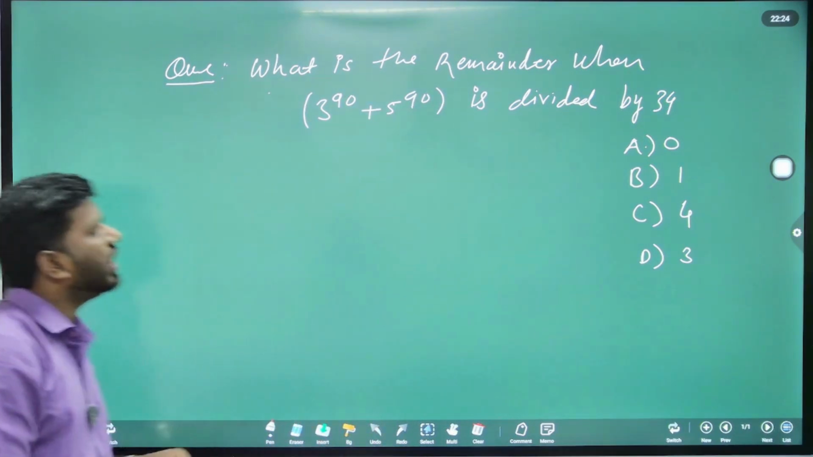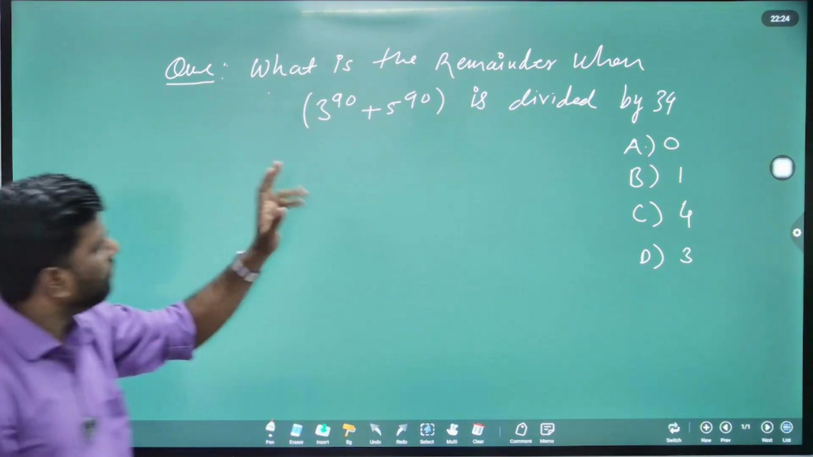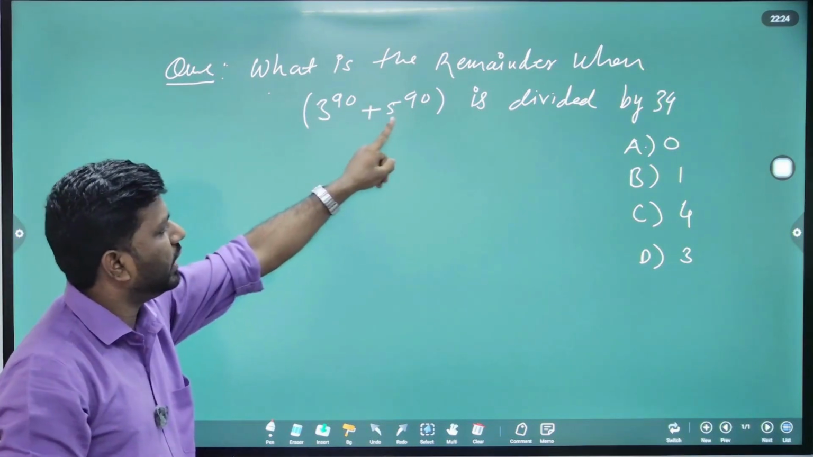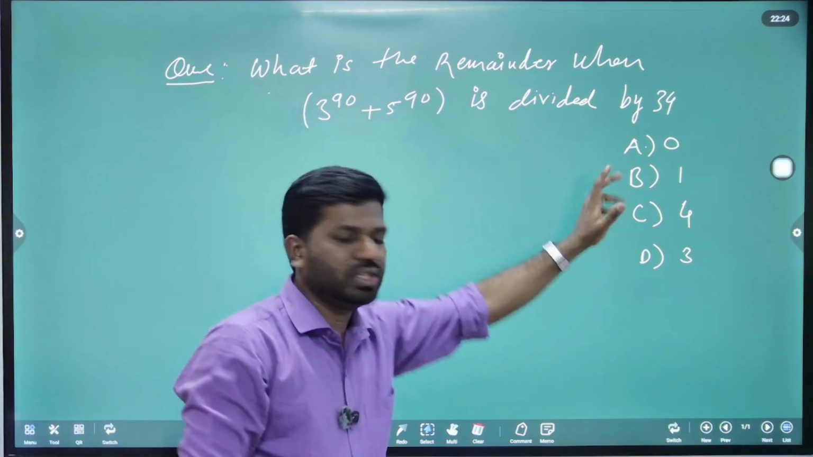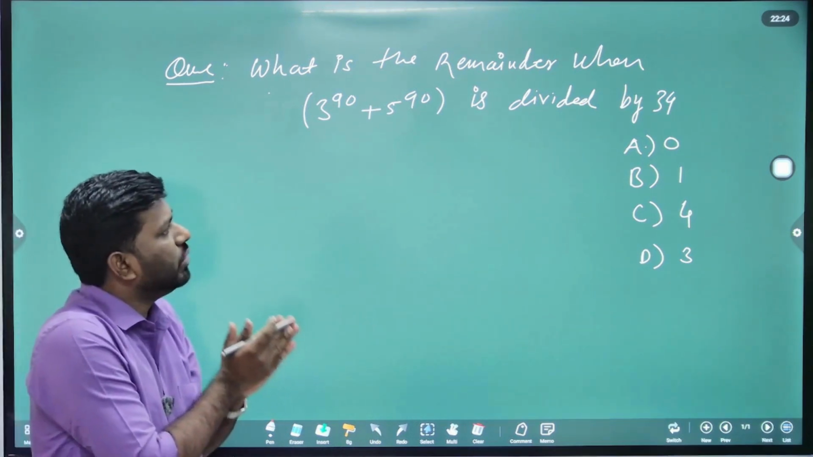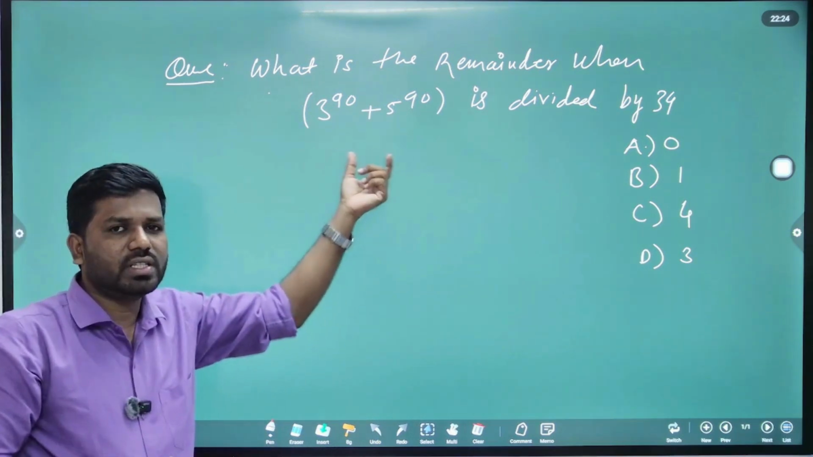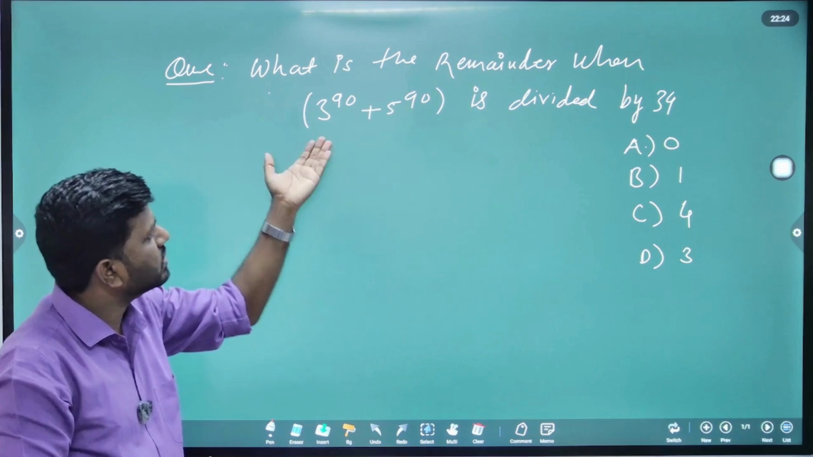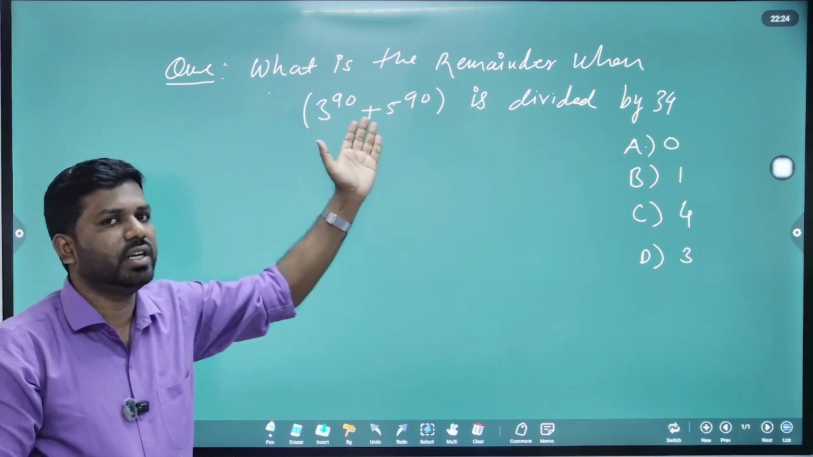Now let's try to understand the question. What is the remainder when 3 power 90 plus 5 power 90 is divided by 34? Options are also given. Before solving this question, you need to understand that whenever you see these kinds of questions, this is something to do with your surds and indices.